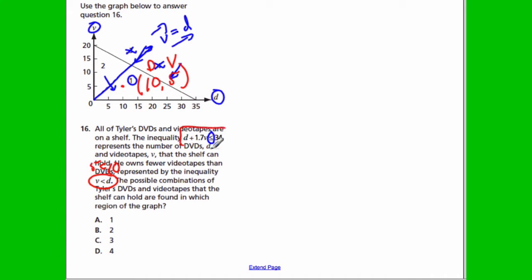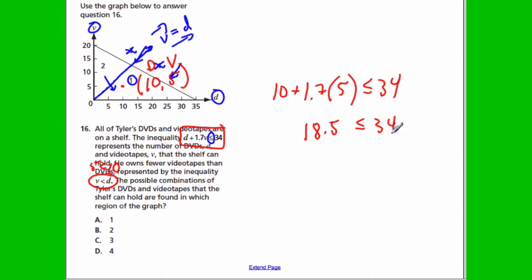Let's test this part now. Is 10, our number of DVDs, plus 1.7 times 5 less than or equal to 34? If you do that on your calculator, you end up getting 18.5, which is in fact less than or equal to 34. So I would say region 1 is in fact the region we are looking for.